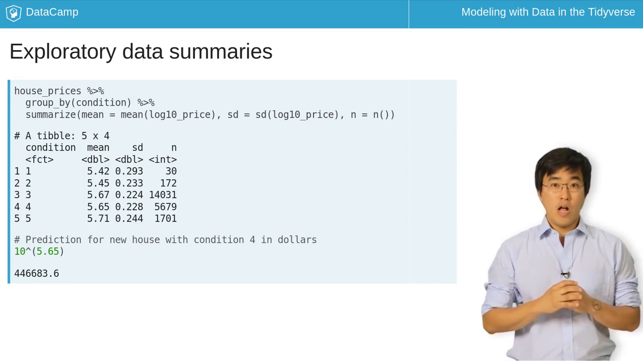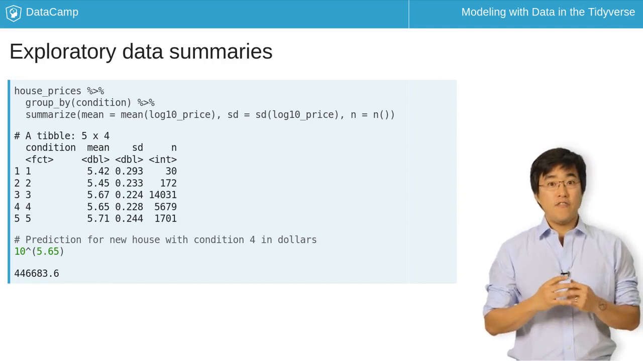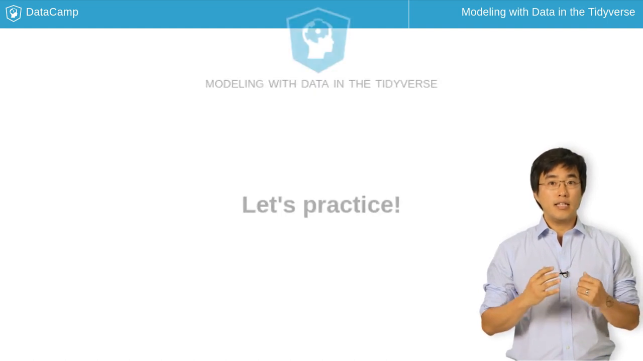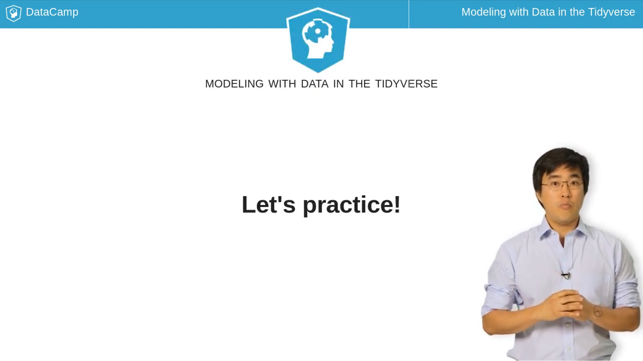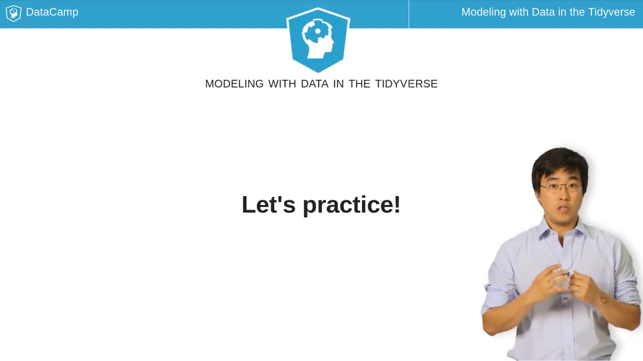Using our earlier terminology, the value 5.65 can be thought of as the signal, and any difference between this prediction and the actual log10 price can be thought of as the noise. Let's close out this introductory chapter with further exercises on exploratory data analysis for modeling for prediction.